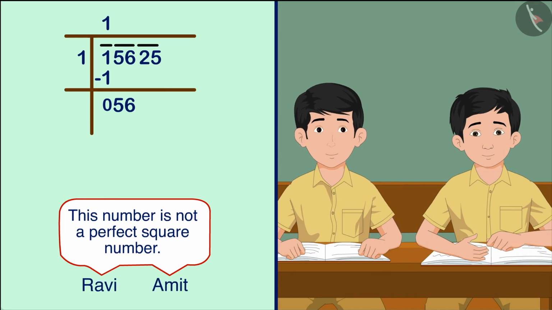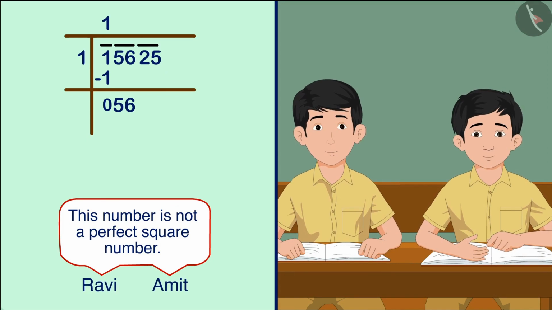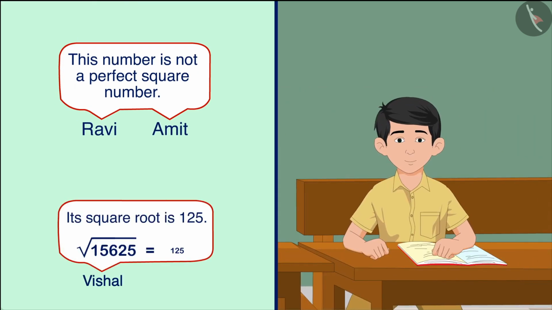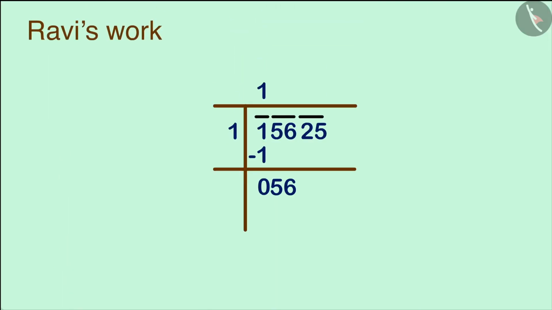After this, Ravi and Amit came to the conclusion that this number is not a perfect square number, but Vishal got its square root as 125. Ravi solved it this way. In the end, he got 25 as a remainder.